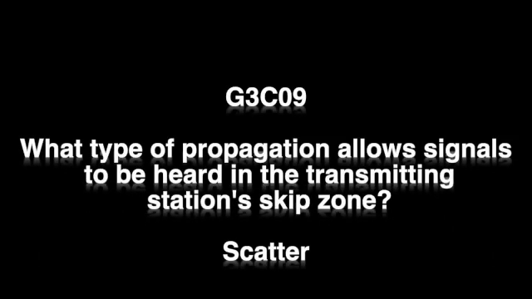G3C07. What makes HF scatter signals often sound distorted? Energy is scattered into the skip zone through several different paths. G3C08. Why are HF scatter signals in the skip zone usually weak? Only a small part of the signal energy is scattered into the skip zone. G3C09. What type of propagation allows signals to be heard in the transmitting station skip zone? Scatter.